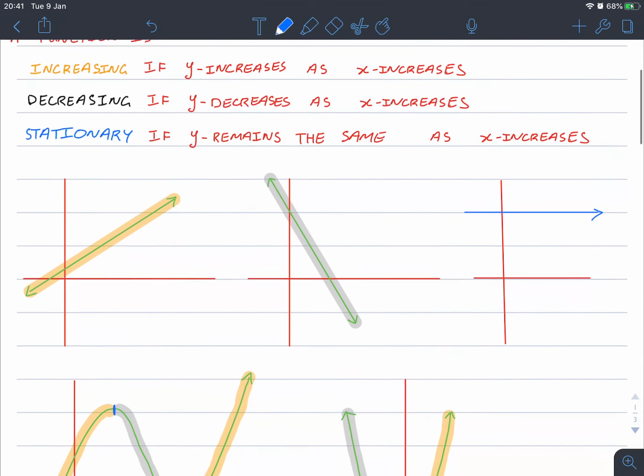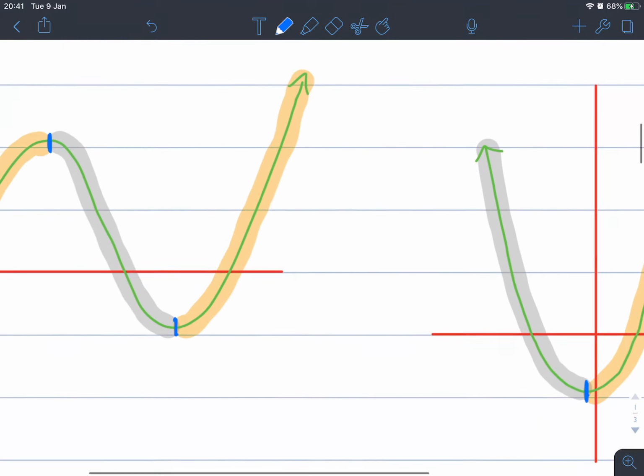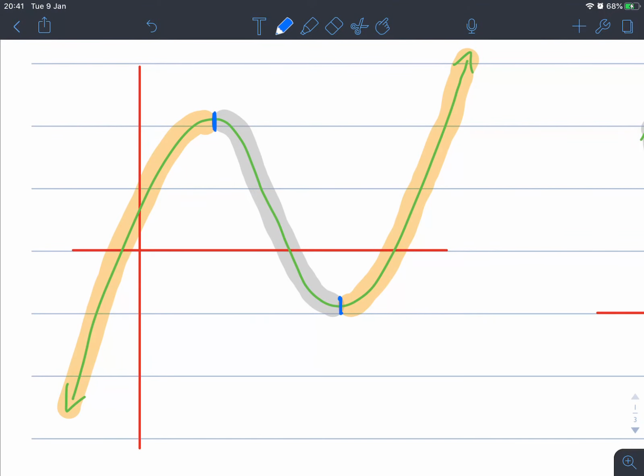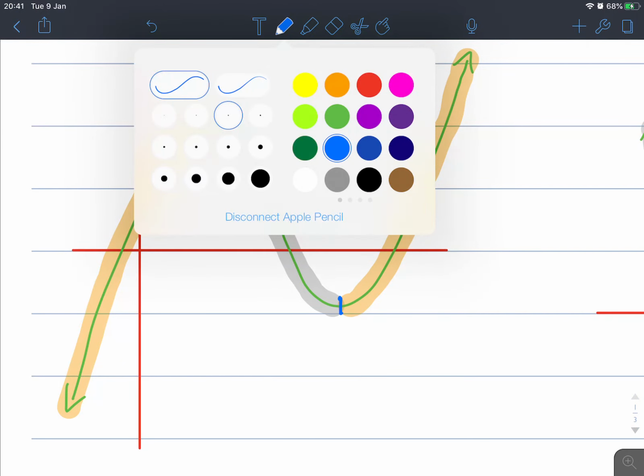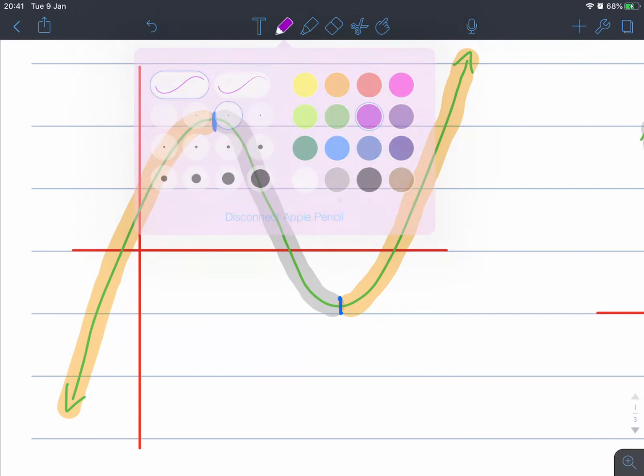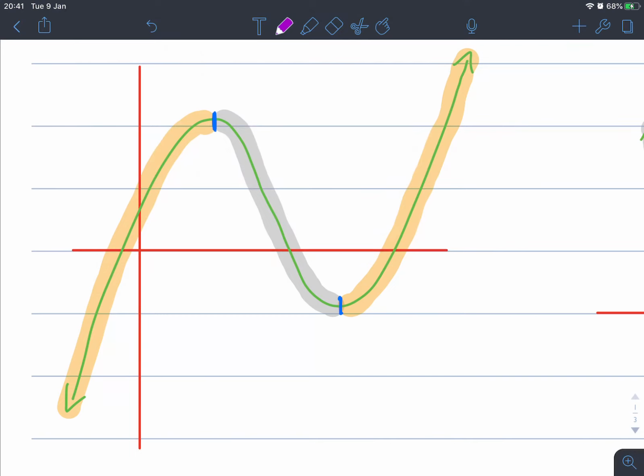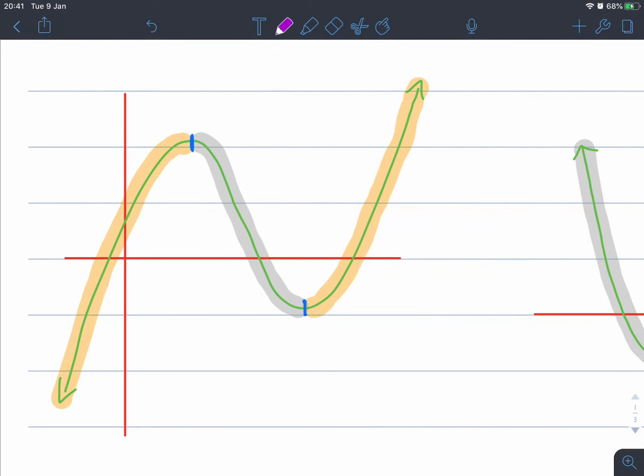Now, it's very simple on straight lines. Let's take a look now at curves. Here is a cubic. Let me get a marker here. Notice from this point how this part of the curve is going up. The y values are going up as the x values move along this way. So as x increases, the y values are also increasing. I've highlighted in orange the portion of the graph that is increasing.